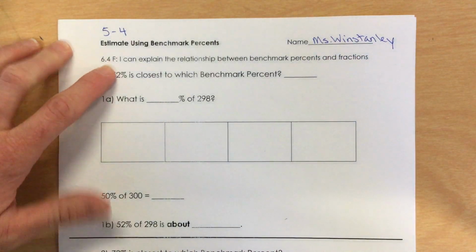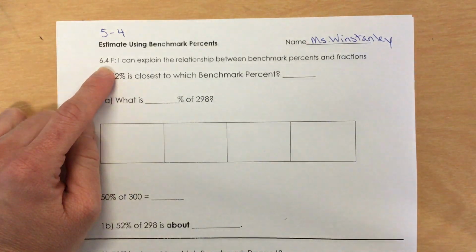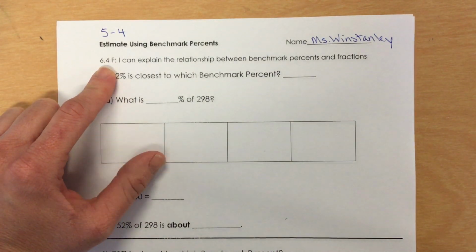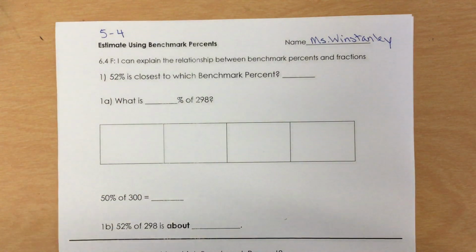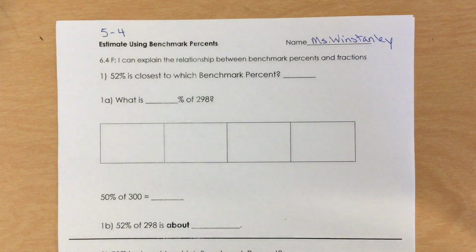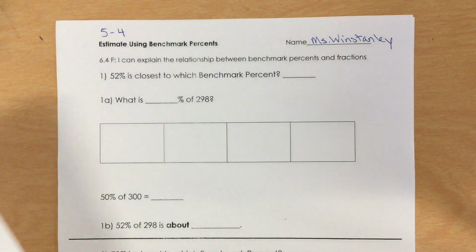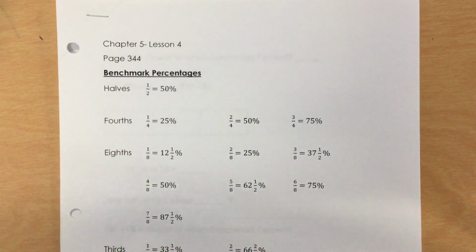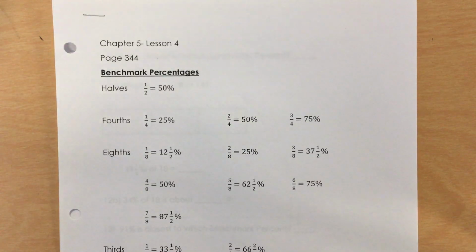Okay. Our TEKS, which is our objective, is 6.4f. I can explain the relationship between benchmark percents and fractions. Okay, so what are our benchmark percents? Well, we know some of our benchmark decimals and fractions. So for example, you don't need to write any of this down. This is just for us to look at.